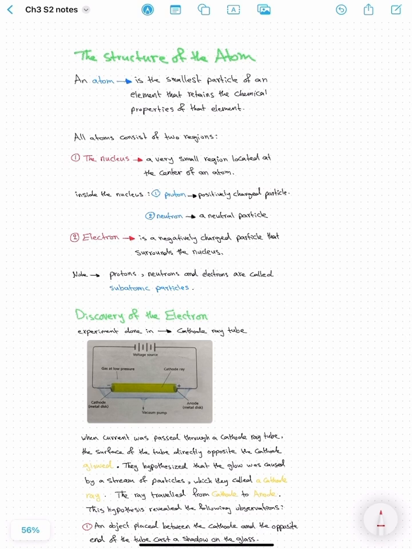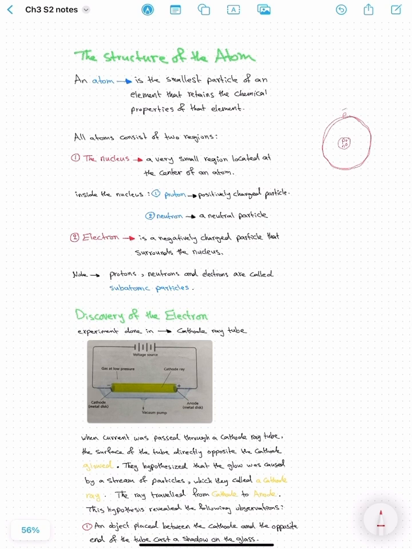So in the structure of an element, we have two main regions. We have something in the middle, which we call the nucleus, at the center of an atom, and it has a positive charge. Around it, something moves, and these are electrons. So these are the two main regions. What is inside the nucleus? We have protons, which are positively charged, and neutrons, which have zero charge. And electrons, as we said, go around the nucleus, and their charge is negative.